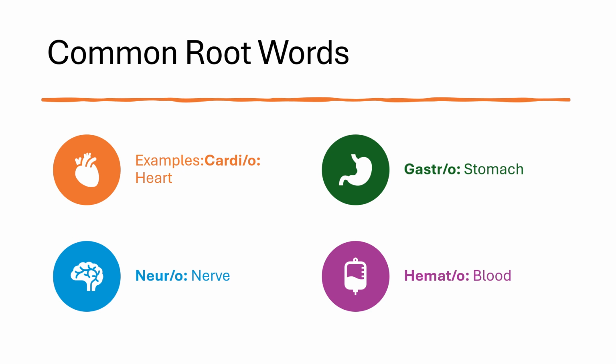We have neuro, which is nerve. And then hemato, which is blood. So those are a few common root words. You're going to learn many different types of root words when we talk about different types of anatomy and those specific types of body systems.